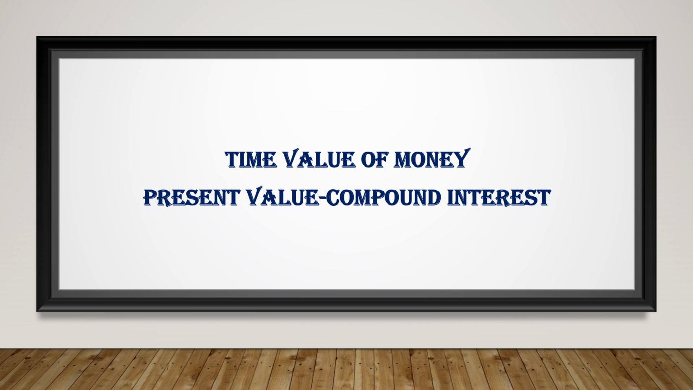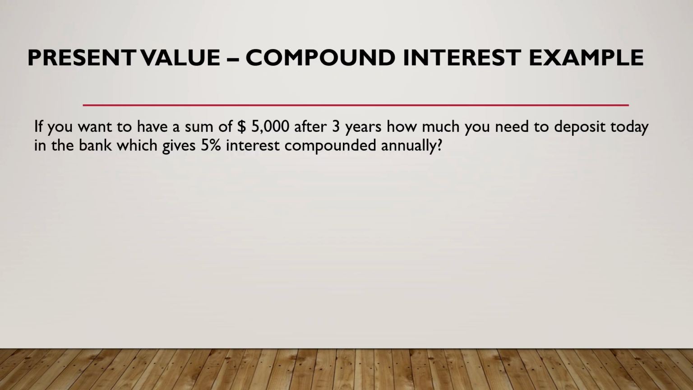So today we will be learning in a very easy and simple way how to find out the present value of money using compound interest. If you deposit money in the bank for 5 years, they give you interest at a compounding rate. So how do we find out the present value? Let us take one example.